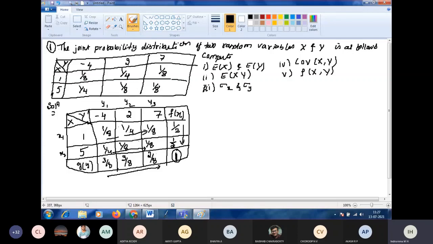Next, we have to find them one by one. First one, expectation of x. As I told you yesterday, expectation of x is nothing but mu x, that is the mean. How to find mu x? Summation of xi into f of xi. Is it right?